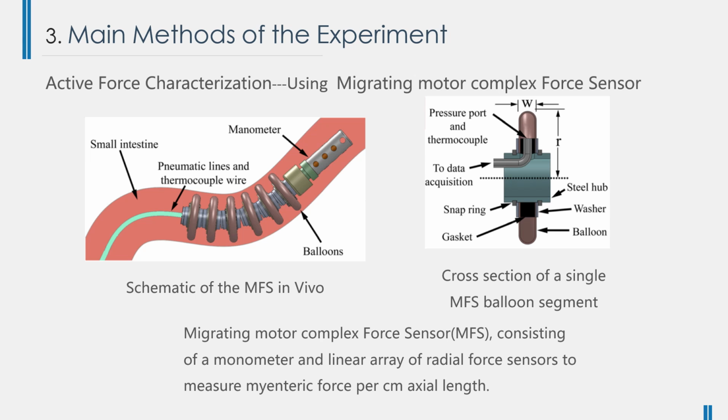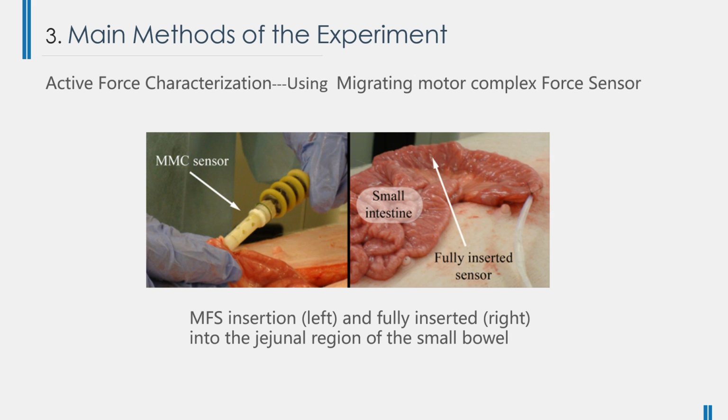Before using the migrating motor complex force sensor, it needs to be calibrated. Sensor pressure and contact force are recorded. Verify that the force versus sensor pressure change is independent of the location and distribution of the load on the sensor. Two migrating motor complex force sensors are placed in the middle and distal regions of the small bowel to gather data simultaneously. After the two sensors are in place, the small bowel is placed back inside the peritoneal cavity. Record 15 minutes of blood pressure, body temperature, respiratory rate, heart rate and migrating motor complex force sensor data.